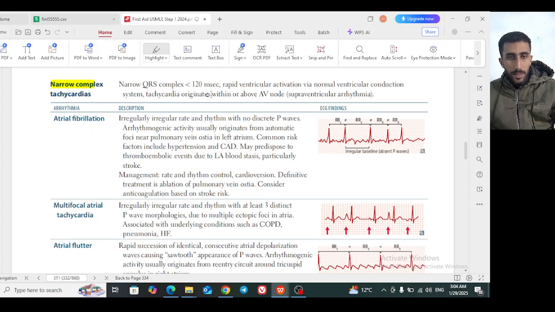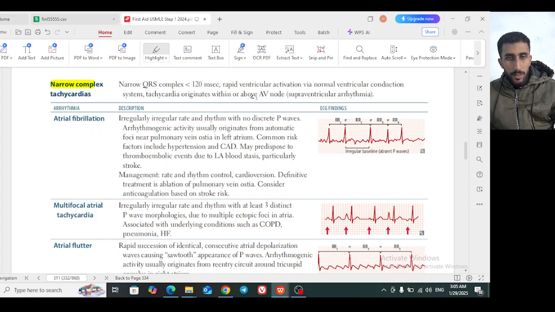This also means that it is equal to 3 small squares. Every small square is 40 milliseconds, so 40 times 3 is 120. So a narrow QRS complex is less than 3 small squares. This is the first condition.